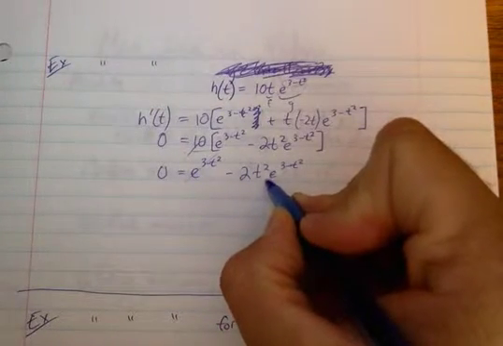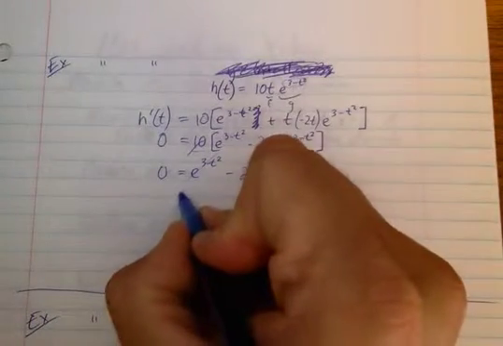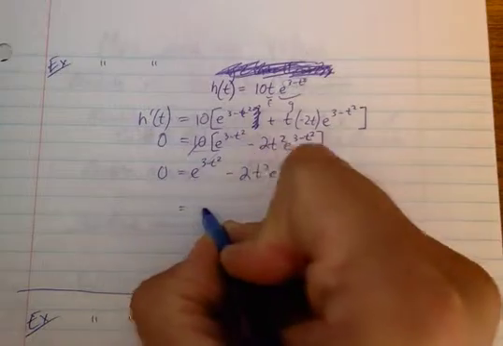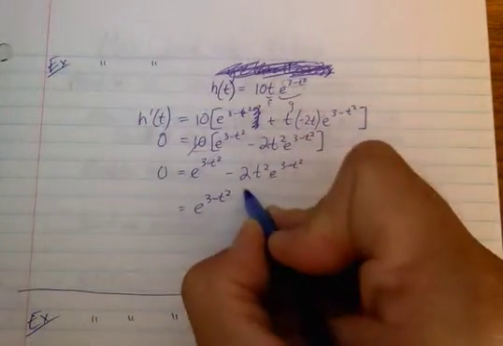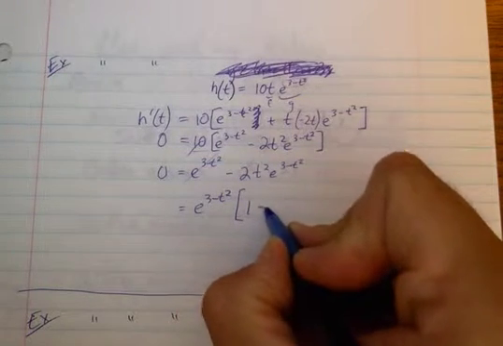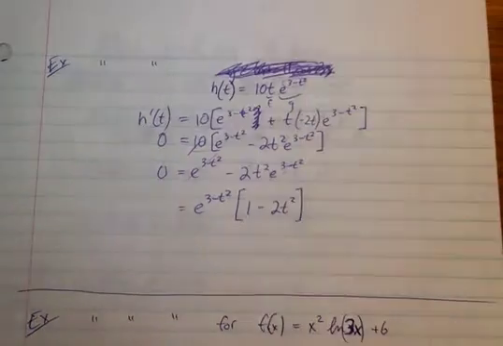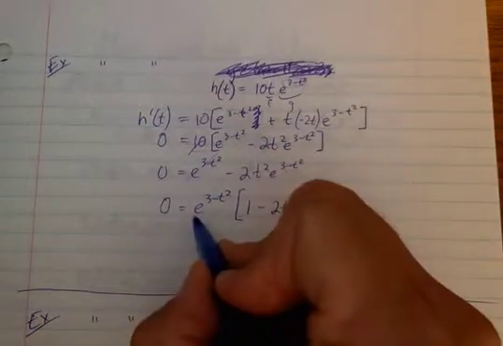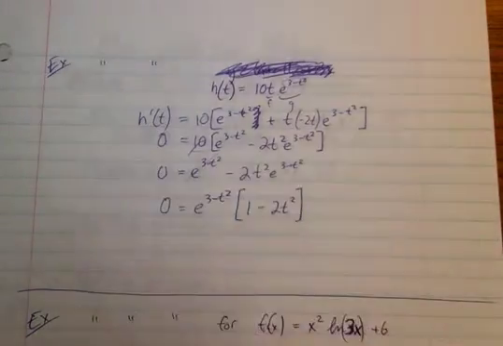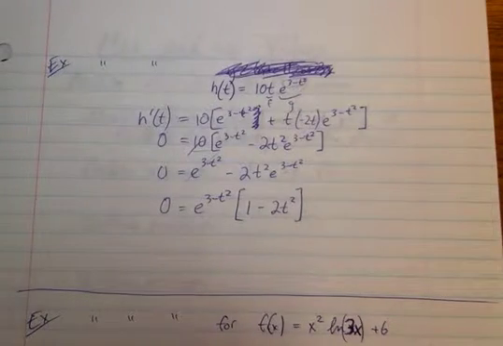Maybe there's a way we could write this that's a little more convenient, don't you think? Maybe if we brought out an e to the 3 minus t squared out front, and then we had 1 minus 2t squared. Now that might help us out, because this we know cannot go to 0. E to the 0th power is 1. There's nothing you can do to make that go to 0.